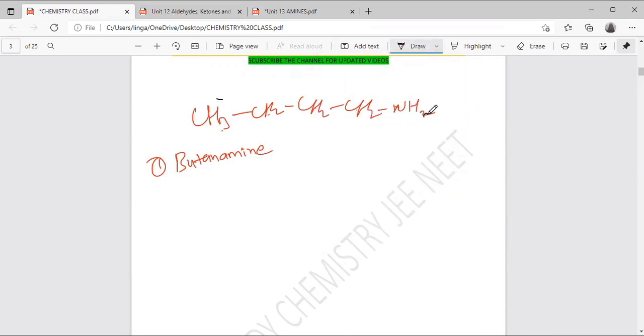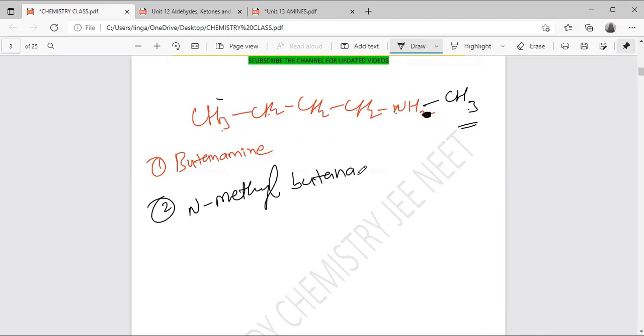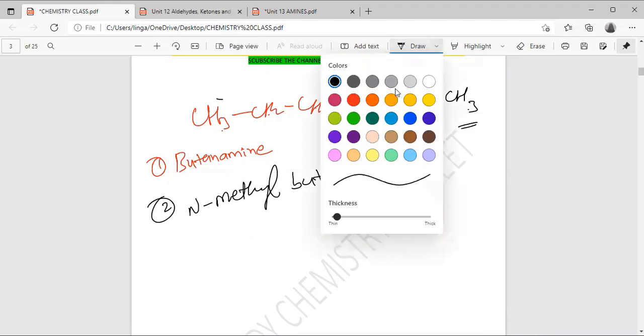So in place of one of the hydrogens here, suppose methyl is there. Then the second compound is what? Butanamine is common. Here one methyl extra is there. The methyl is present on nitrogen. So N-methyl butanamine.